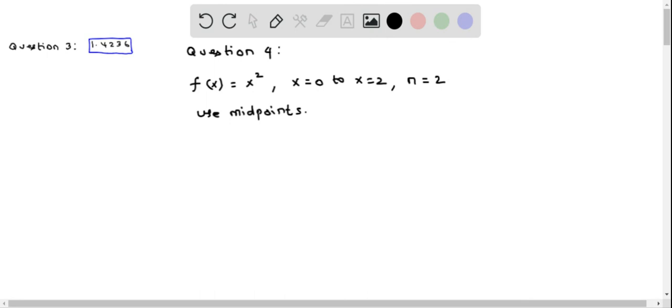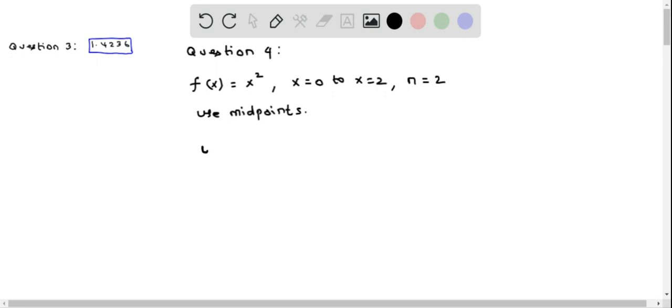Let's do question 4. Here we have f of x equals x squared, defined from x equals 0 to x equals 2, using n equals 2 rectangles and using midpoints. So let's determine the approximate area under the graph of f of x equals x squared.